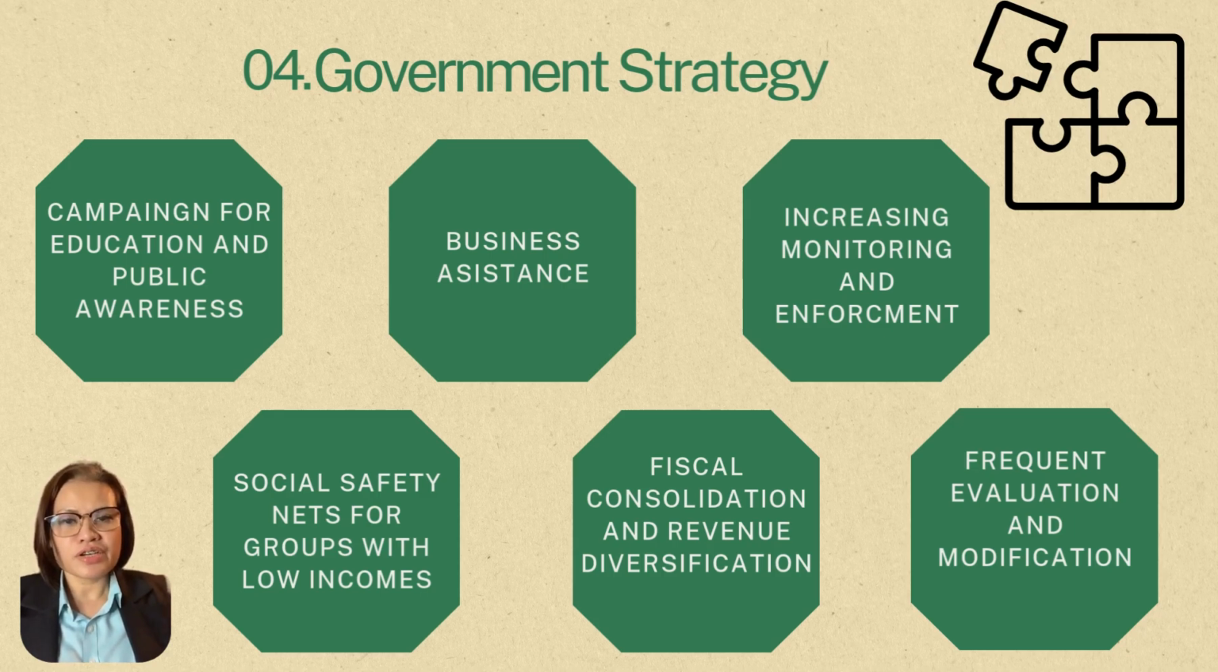Number 6, frequent evaluation and adjustment. Finally, the government adopted a flexible approach, emphasizing continuous evaluation and modification. Feedback from businesses and the public was collected to improve the GST system. This iterative process allowed policymakers to make necessary adjustments, ensuring that the tax system remained fair, practical, and sustainable.